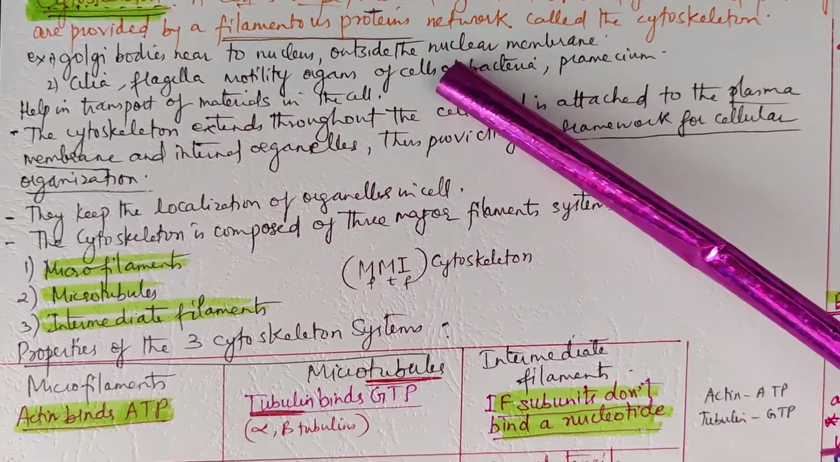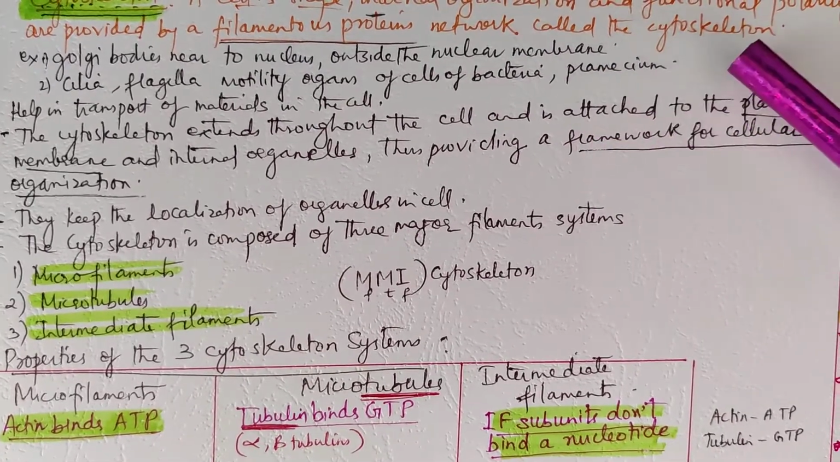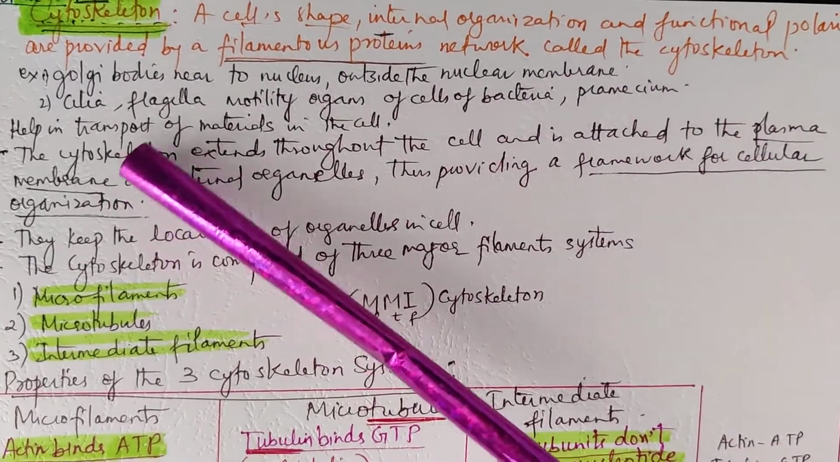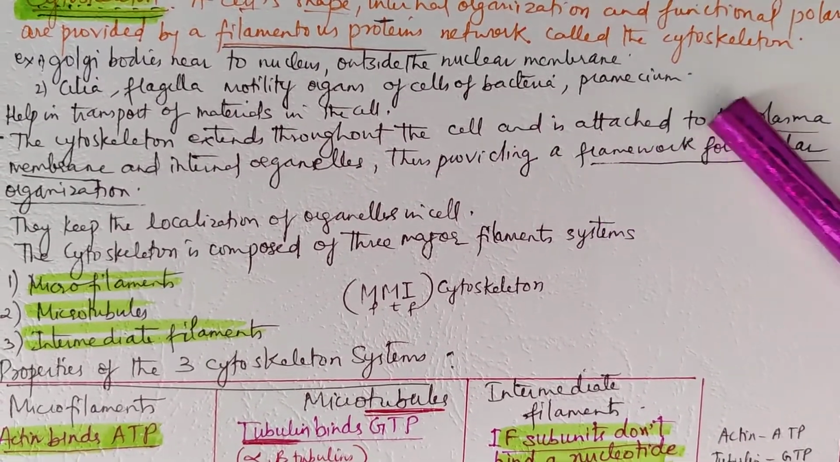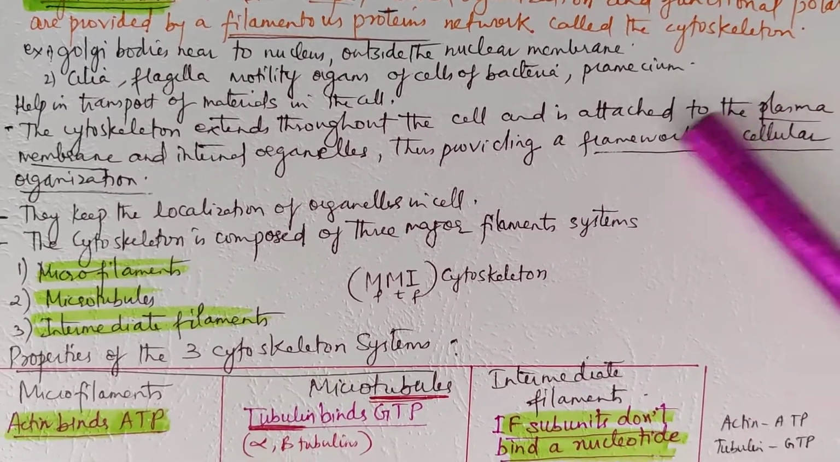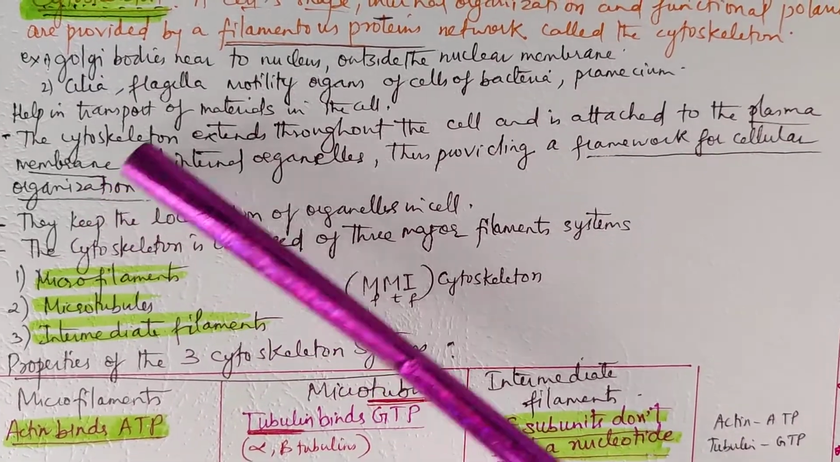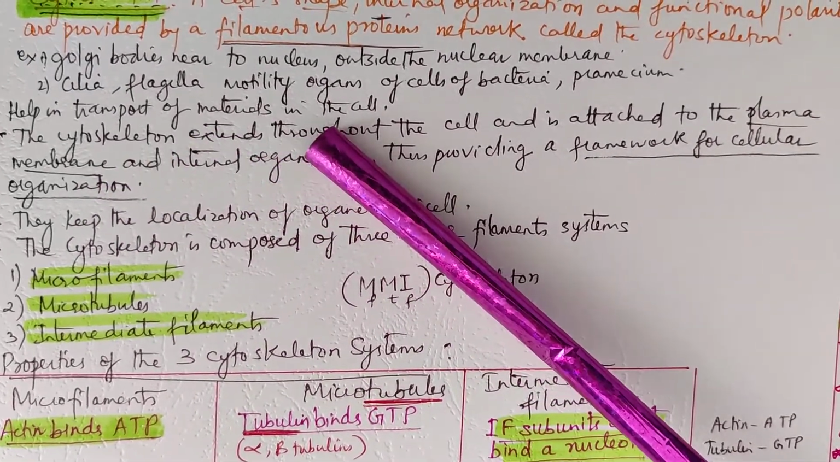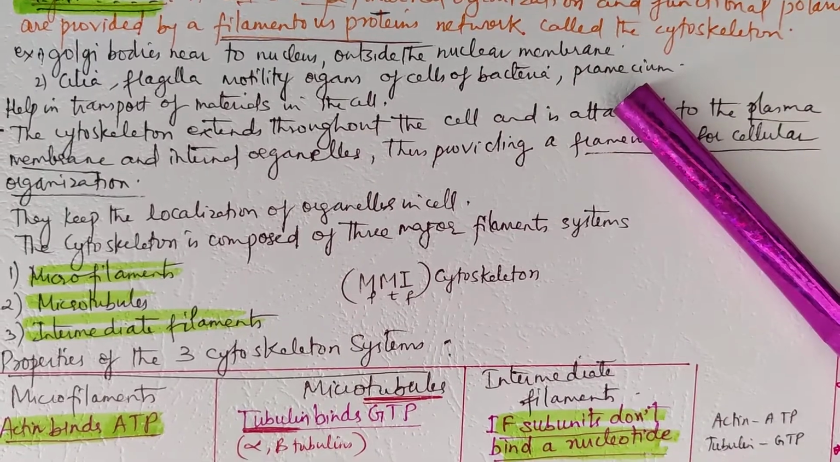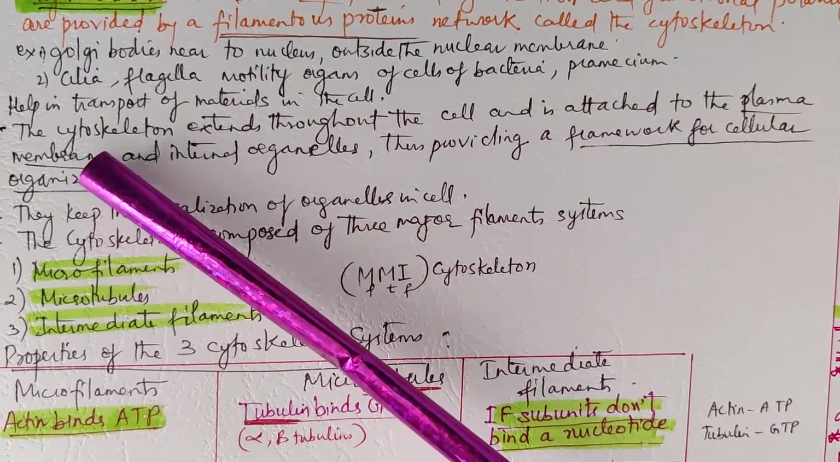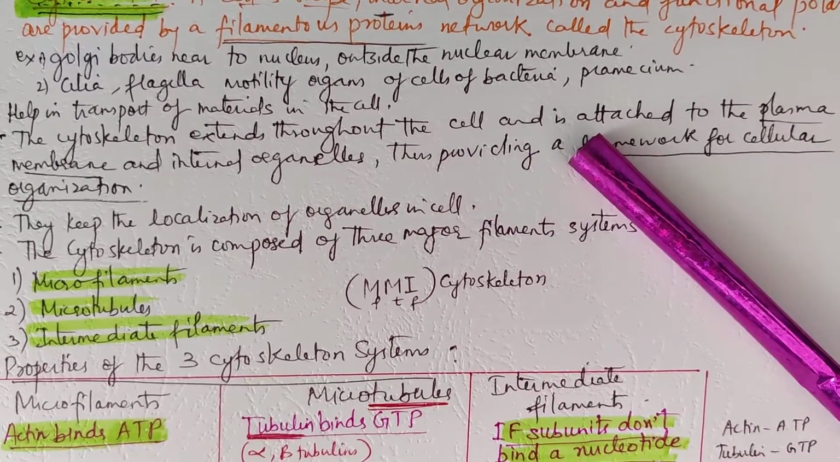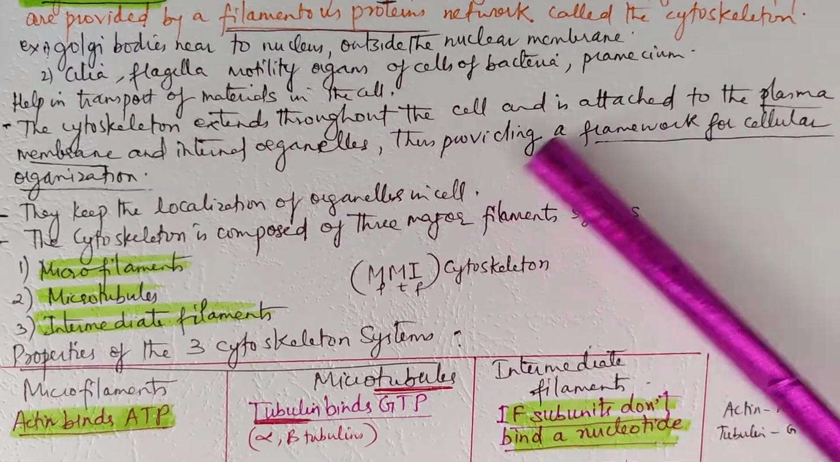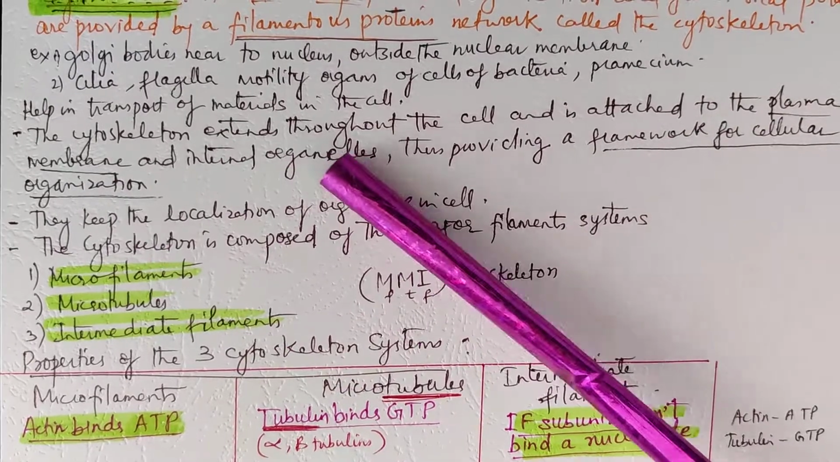A cell's shape, internal organization and functional polarity are provided by a filamentous protein network called the cytoskeleton. An example is Golgi bodies near the nucleus, outside the nuclear membrane. Another example is cilia and flagella, the motility organs of cells of bacteria and paramecium. They also help in transfer of material in the cell.